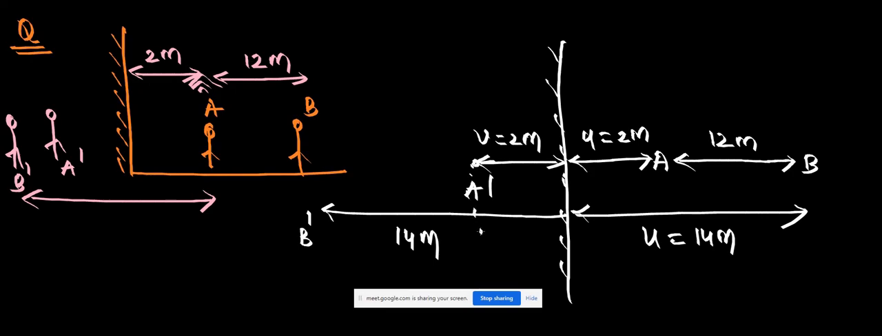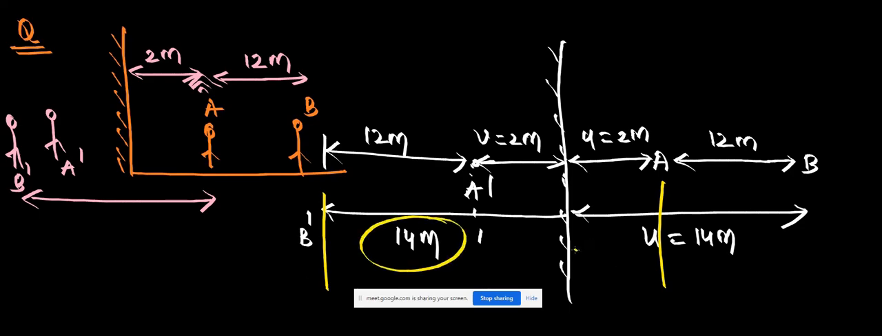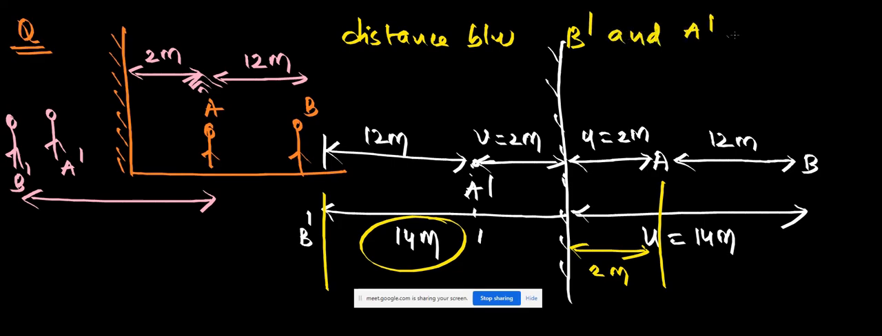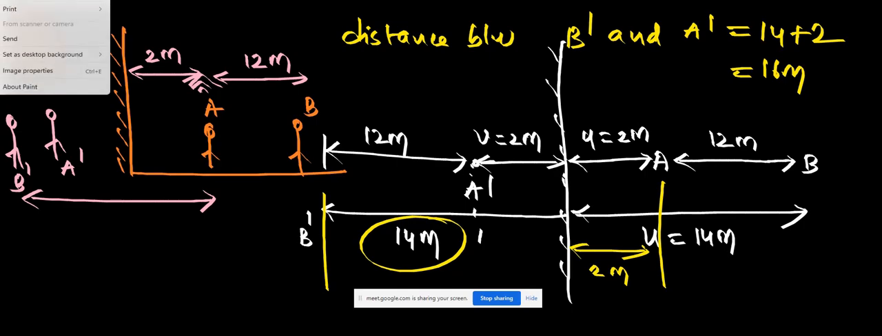This is 2 meters already. So between A dash and B dash, how much distance will be there? 12 meters. Any doubt in this? No doubt. Now what is the question? The distance between B dash and A. It is 14 meters, and extra here 2 meters. So the distance between the image of man B and man A is 14 plus 2, it is 16 meters. Any doubt in this? If there is even a small doubt, Gautam, let me know, because all the numerical part is important. No doubt. Okay.